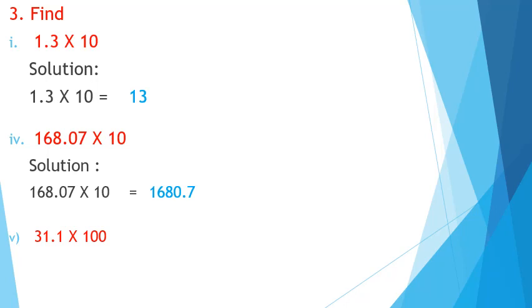Next question, 31.1 multiplied by 100. Here the decimal point will shift two digits to the right side. But after the decimal point, we have only one digit, that is 1. So you have to put a 0 after 1. So our result becomes 3110.0, or simply you can write it as 3110.